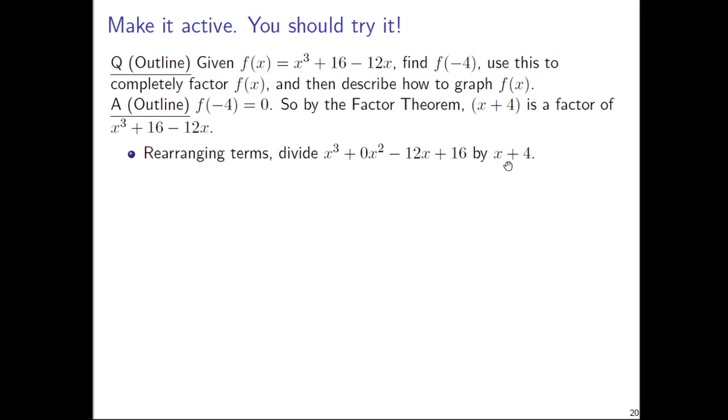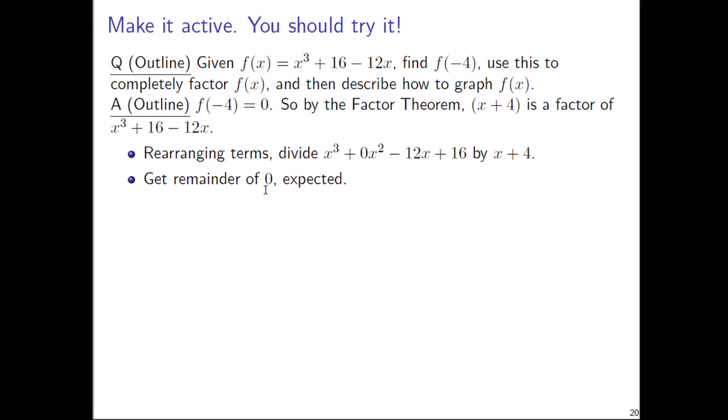So if you do this divided by that, by rearranging terms and inserting the missing quadratic term as a 0x squared, when you do the long division, again, the work is skipped here, but you should try it on your own. You should get a remainder of 0.